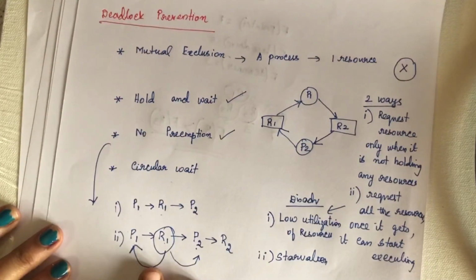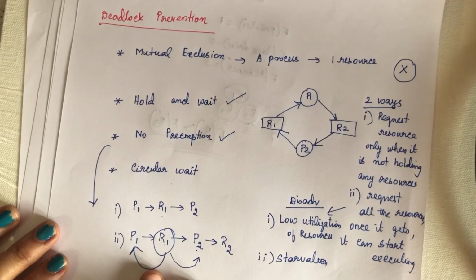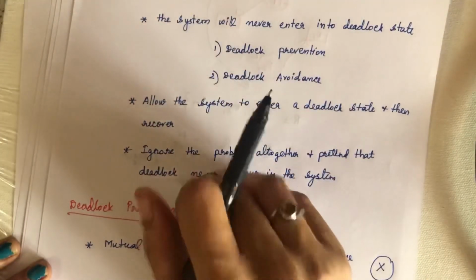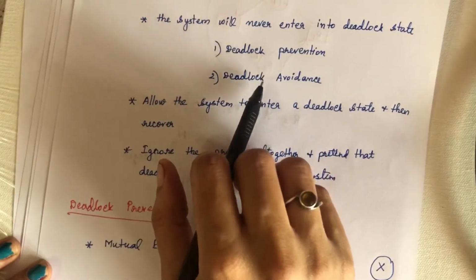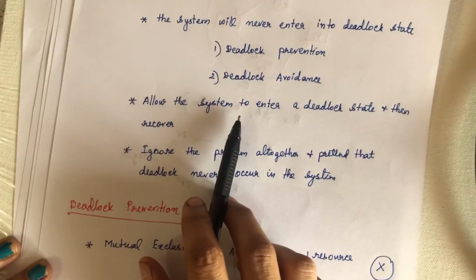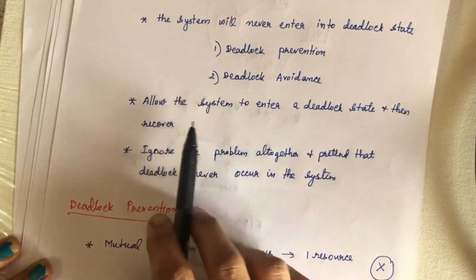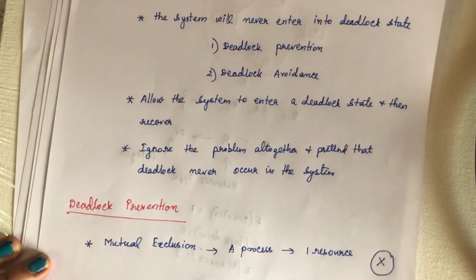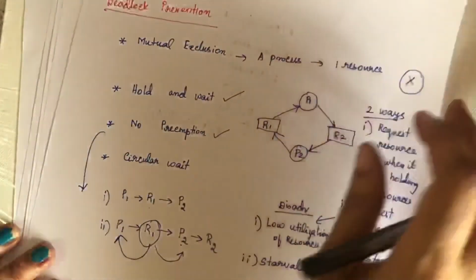So in this video we have seen the methods for handling deadlock. There are three solutions given for this. One is deadlock prevention and avoidance. The next method is to let the deadlock occur and then use some algorithm to recover from it. And third is to ignore the problem. In this video we have discussed only deadlock prevention.